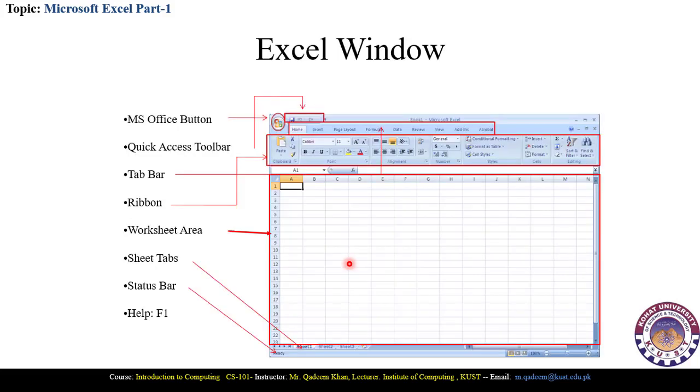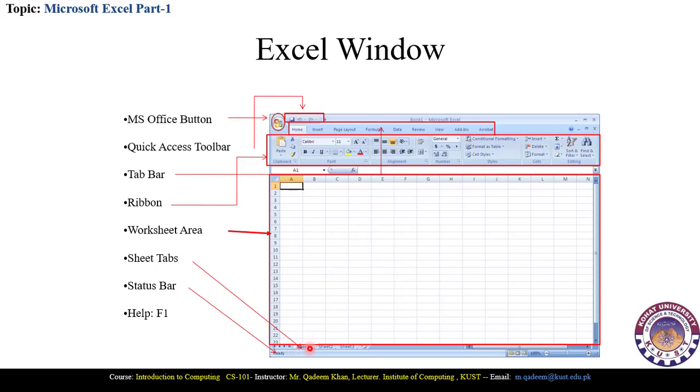This is the Excel window. Here is the Microsoft Office button, and this is the quick access toolbar where you can format your worksheets. Also, we have the tab buttons. There are the tabs, and here is the ribbon. This one is called the ribbon, and here is the worksheet area where you can insert different sorts of data.